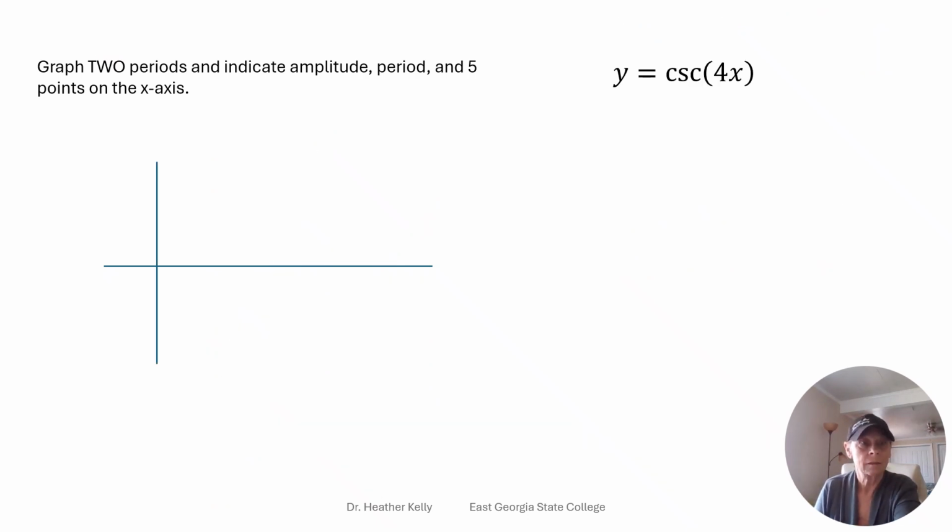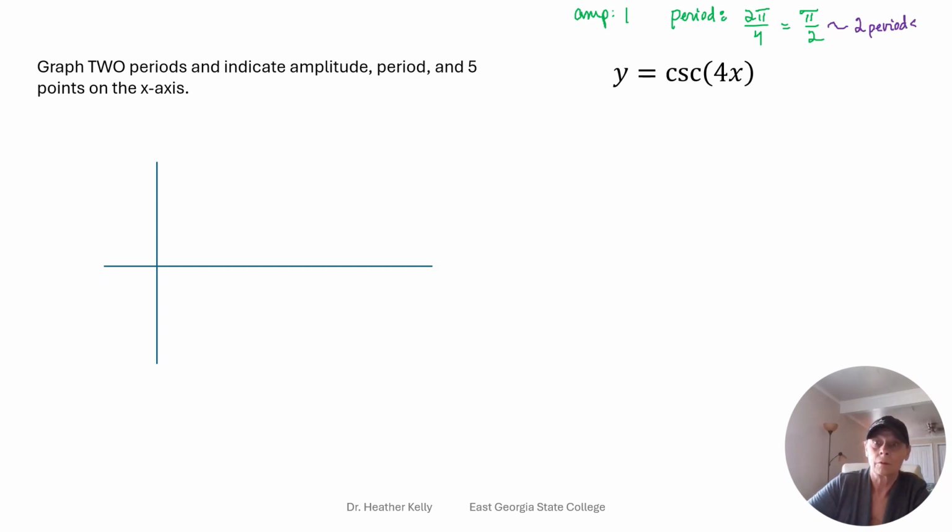All right. Let's do the cosecant. That's 1 over sine. Let's get all the info here. Let's see. We have an amplitude of 1. Let's look at our period. Our period is 2 pi divided by 4, so our period is pi over 2. And we need 2 periods, so 2 periods means that it's going to be pi.